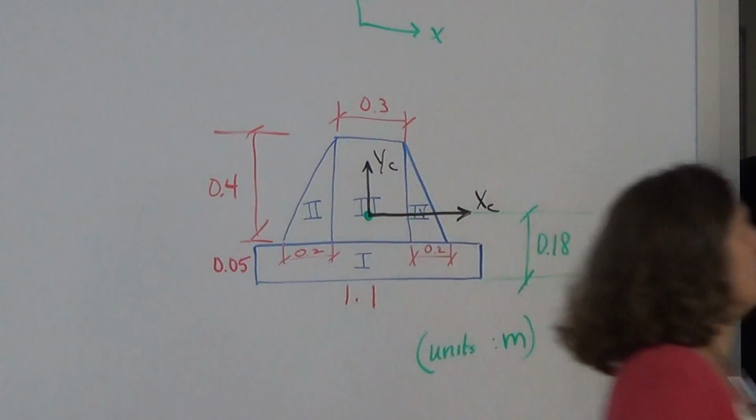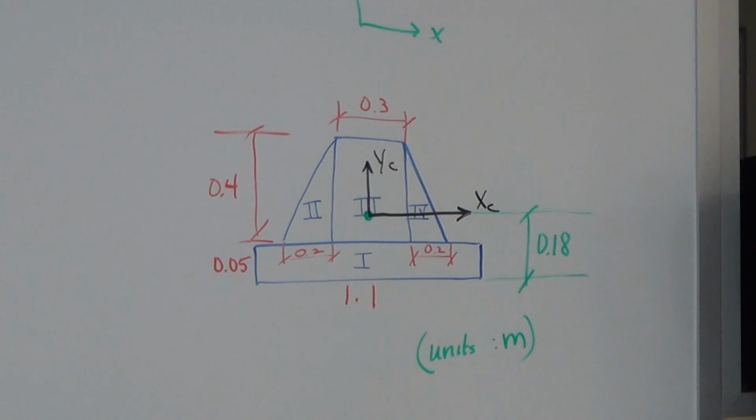So just as a reminder, here's my body, here's my x sub c, here's my y sub c, over somewhere else, any axis other than through the centroid. It could be right here, x prime, y prime. It could be here, x prime, y prime. Any axis that doesn't go through the centroid is another axis.